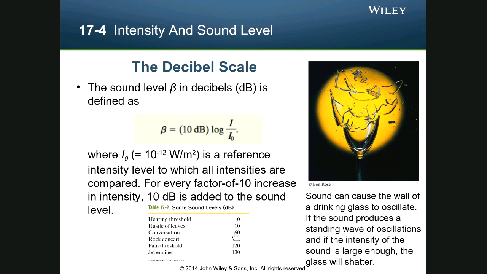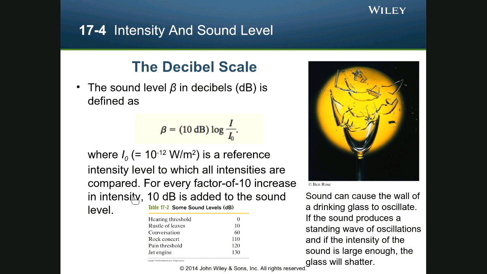Now, the intensities that we're dealing with are the intensity you hear relative to the threshold of human hearing, all right? And you'll notice that the threshold of human hearing is very small, 10 to the minus 12 watts per meter squared. This is called the threshold of human hearing, and at that point, I is equal to I0. The logarithm of 1 is 0, so you're fine there. But you'll notice that for every factor of 10 increase in intensity, 10 decibels is added to the sound level. All right?